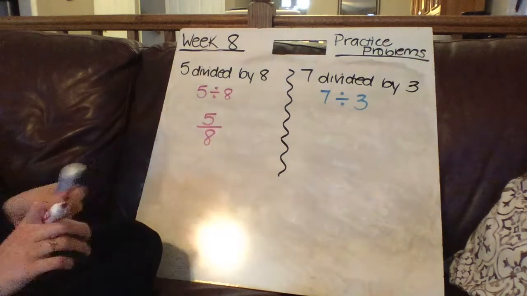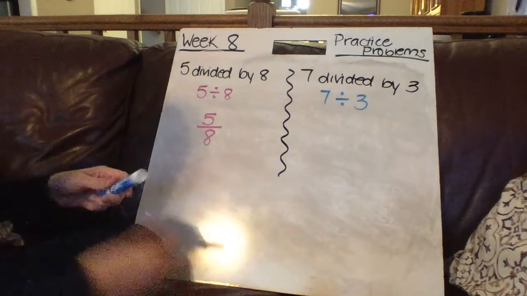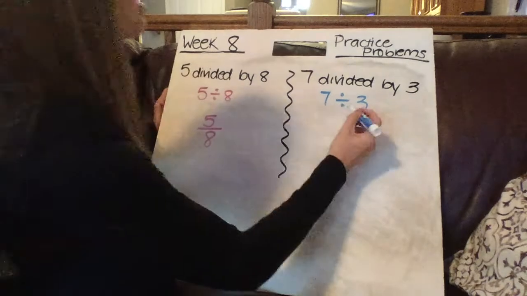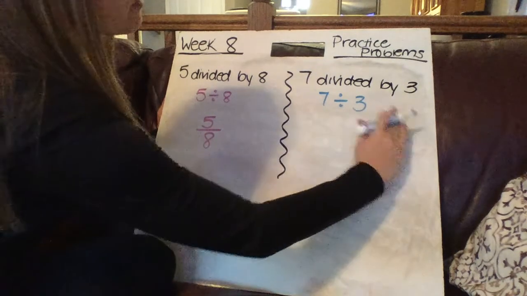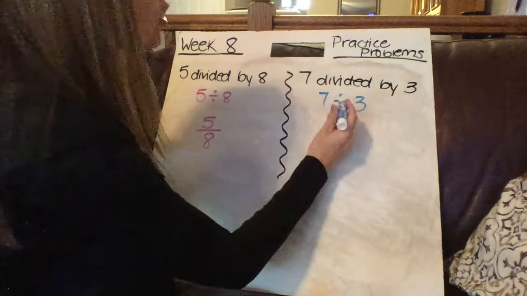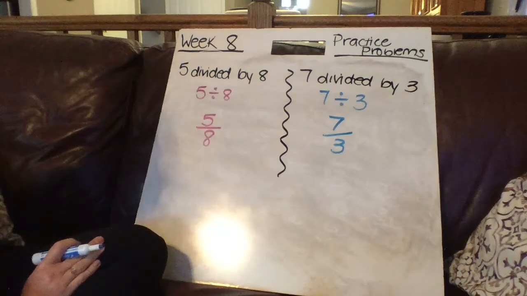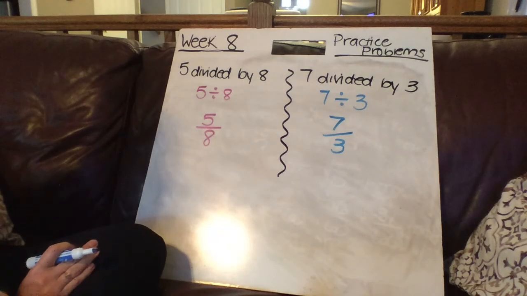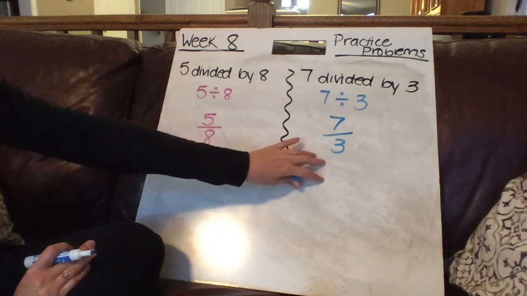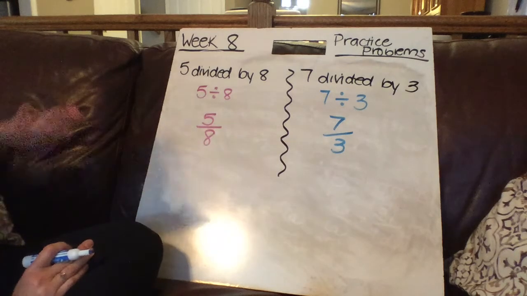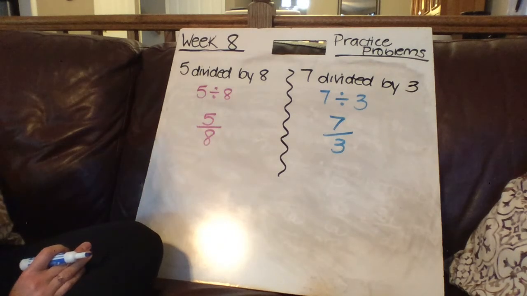This one, though, is going to be a little bit different. So 7 divided by 3 is actually, so remember, we read left to right. We also read top to bottom. So it's going to turn into 7/3. Okay, and 7/3 is fine. However, 7/3 is also an improper fraction. So we can leave it like this, but remember, it's more correct to technically turn it into a mixed number.